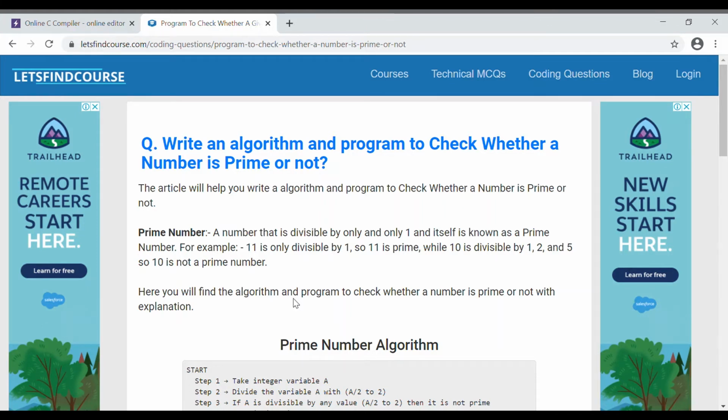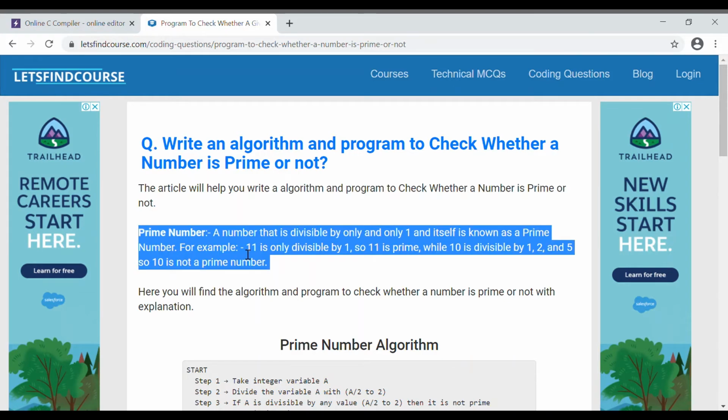So first try to understand what a prime number is. A prime number is any number which is divisible by itself or 1. For example, 11. 11 is divisible by only 1, right? It is not divisible by any number between 1 to 10, you can check. Such numbers are said to be prime numbers, which are divisible by 1 and itself. If you take the example of 10, 10 is divisible by 1, 2 and 5, so it has many factors. So it is not a prime number.